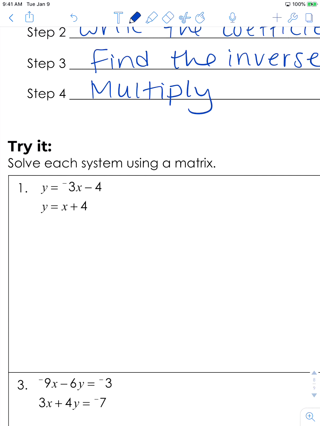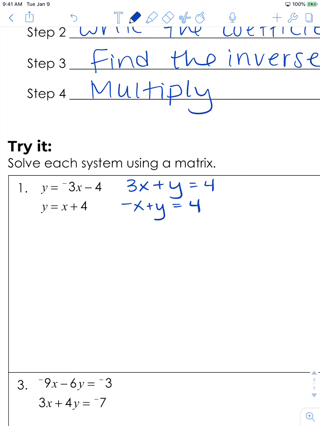So this one will become 3x plus y equals 4. And this one will become y minus x equals 4. But I had this backwards, so let me erase super quick. So the negative x should be first, plus y.